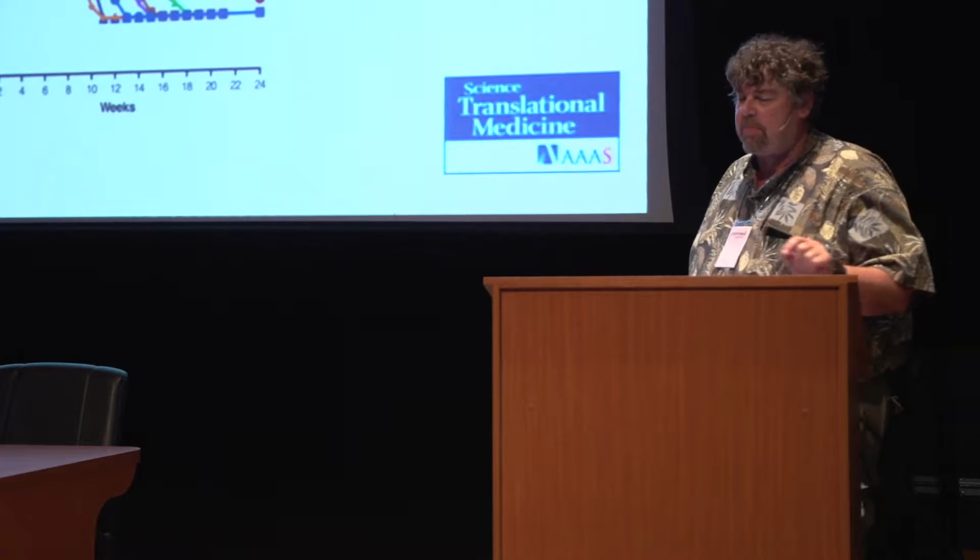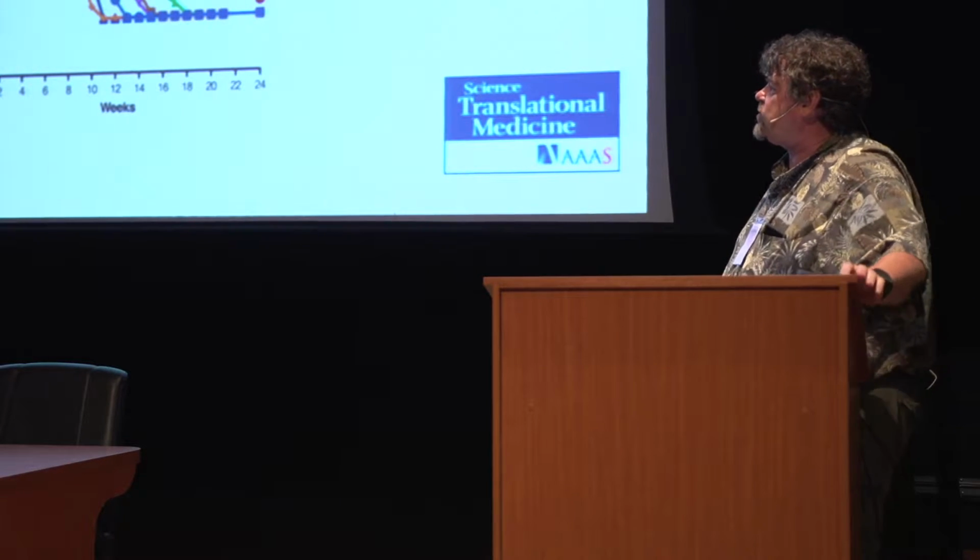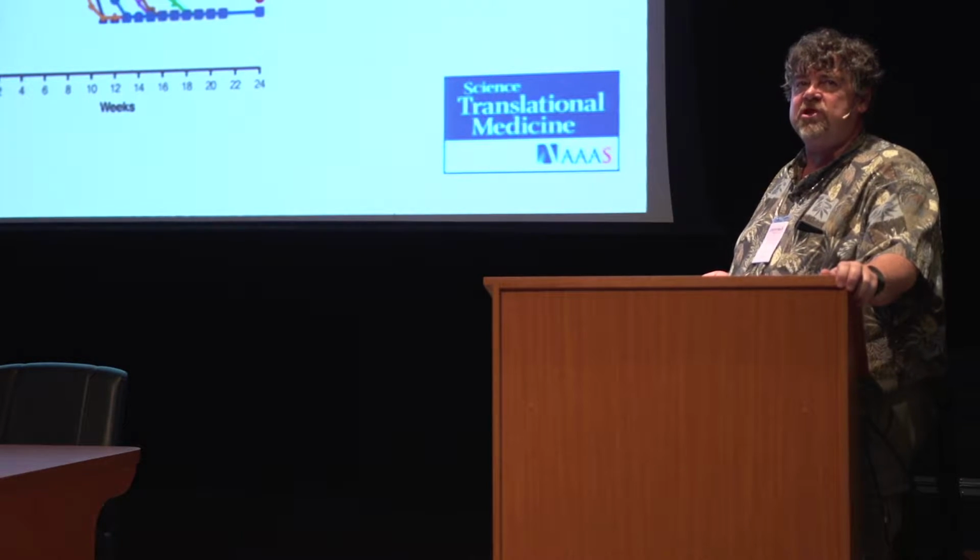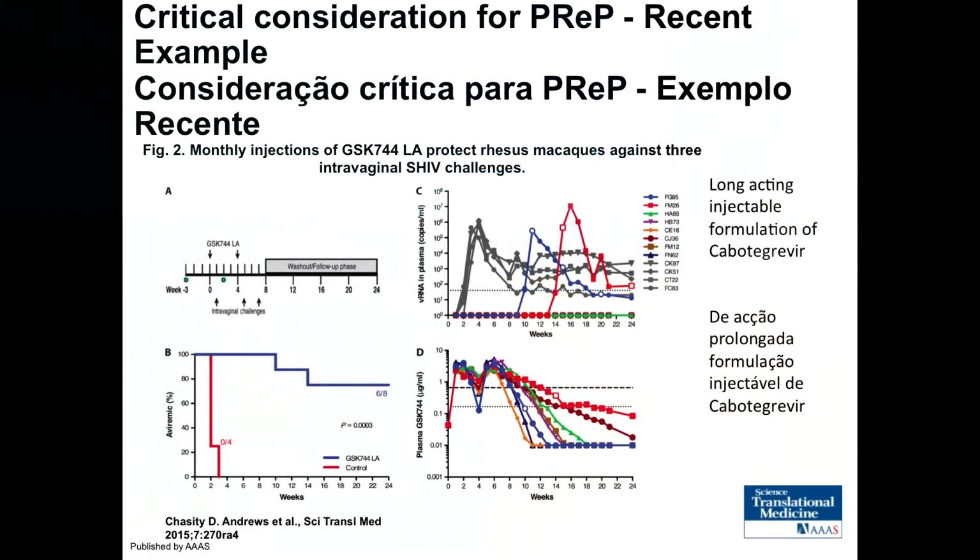A nice example was published last year using an injectable formulation of cabotegravir. This is a formulation, and this shows the drug levels. The drug levels go up, and then they dip down as the nanoparticles are releasing the drug. Then you can give them a second injection, and slowly over time, depending on the animal, the drug will disappear.